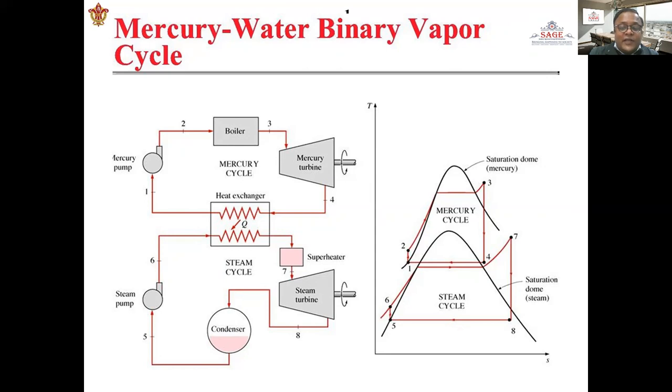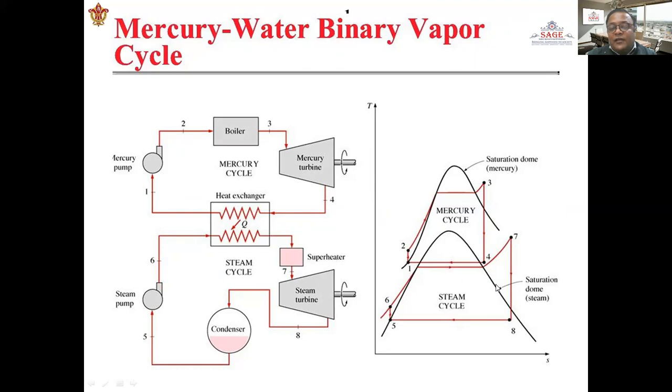After that, it passes through the steam turbine, where it is expanded to the lowest pressure, and then passes to the condenser unit, where it is condensed into liquid form. So these are the cycles which we use. The mercury cycle is the first cycle, the steam cycle is the second cycle. The mercury cycle is called a topping cycle, and the steam cycle is called a bottoming cycle.